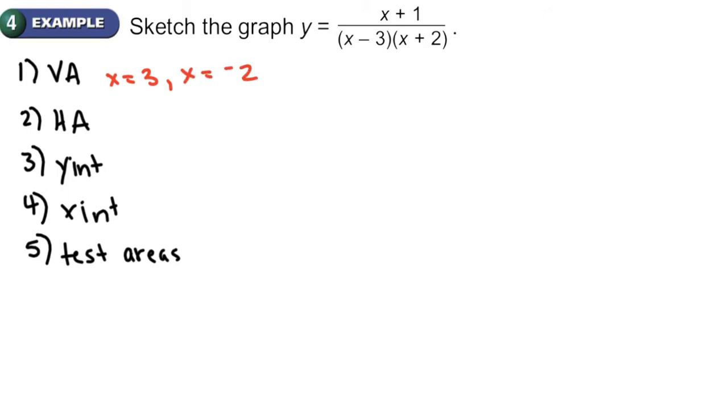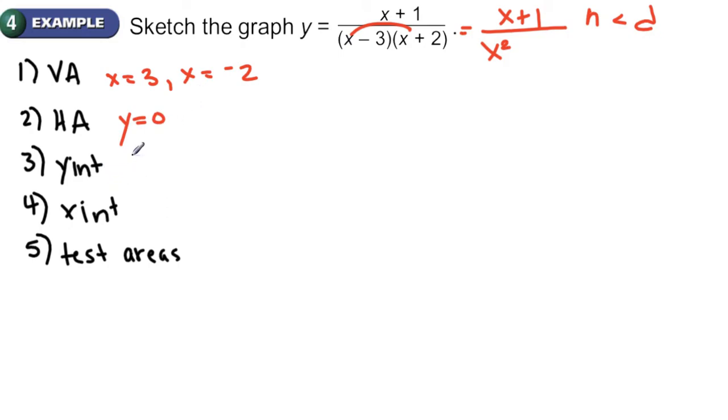The horizontal asymptote, well, this is x plus 1. If I were to FOIL this out, this is the same as x plus 1 over x squared, because we do x times x. Right there, I don't have to do anything else. This 2 is bigger than 1, so the degree of the numerator is less than the denominator. That means we have y equals 0 for the horizontal asymptote.